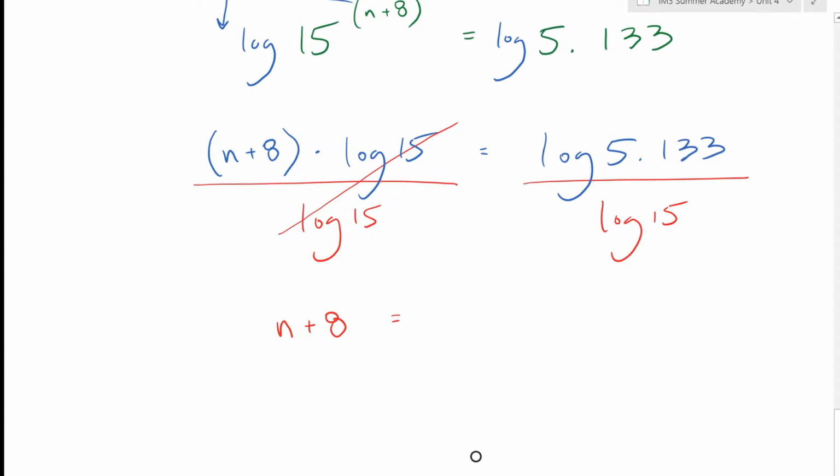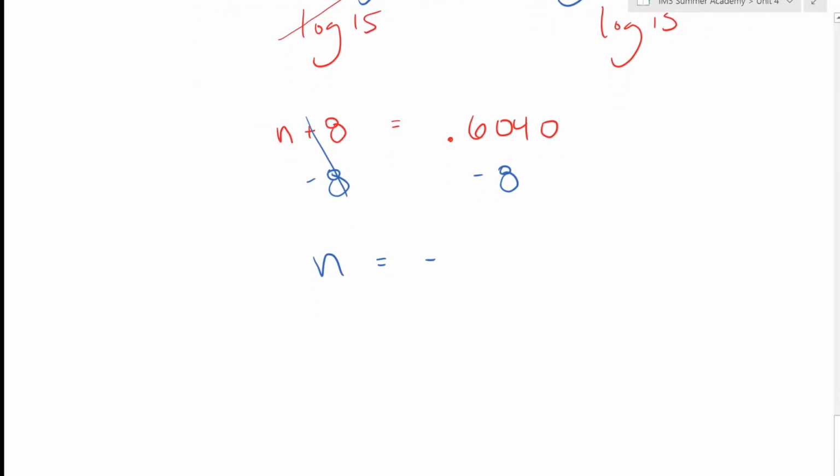We'll go ahead and use a calculator on the right hand side. Log 5.133 divided by log 15 is 0.6040. And this time we're not dividing a number over, we're just going to subtract the 8. So that number minus 8 comes out to a negative answer, so negative 7.3960, that rounds up a bit.